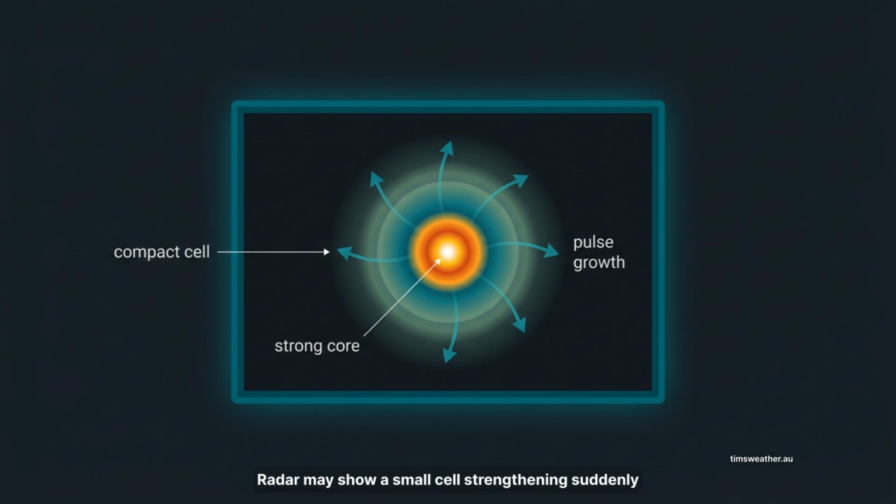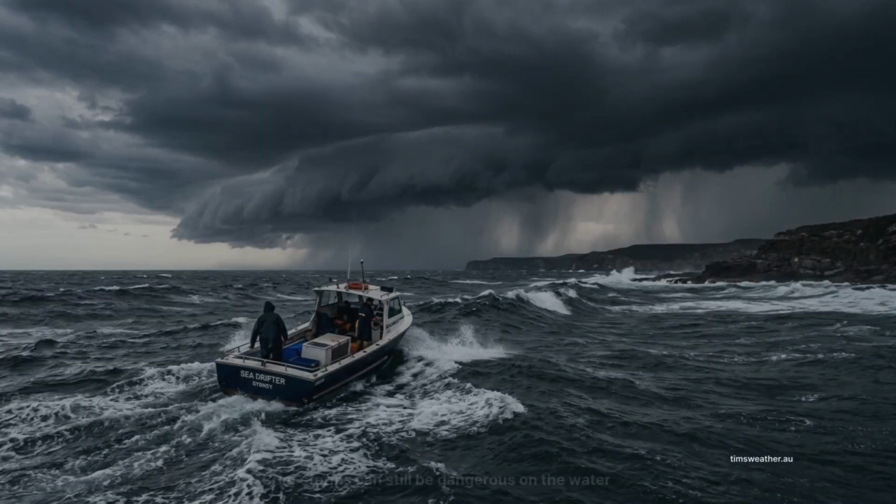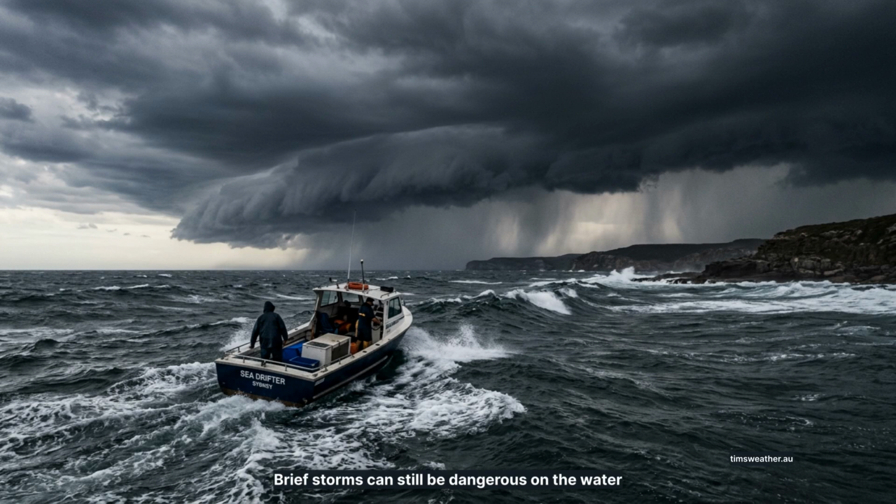These storms are usually less severe than supercells, but they are not harmless. Lightning can strike well away from the heaviest rain. Slow movement can cause quick street flooding. On the water, a fast wind shift from the downdraft can be dangerous for small boats.